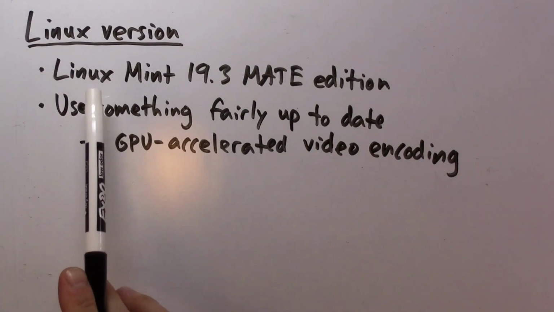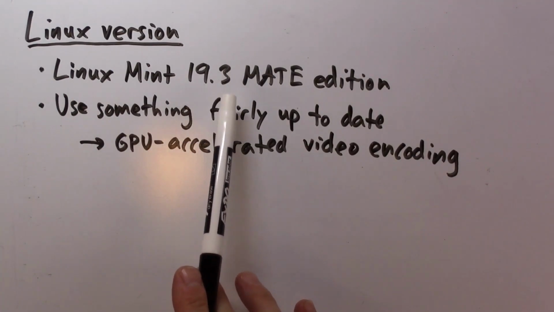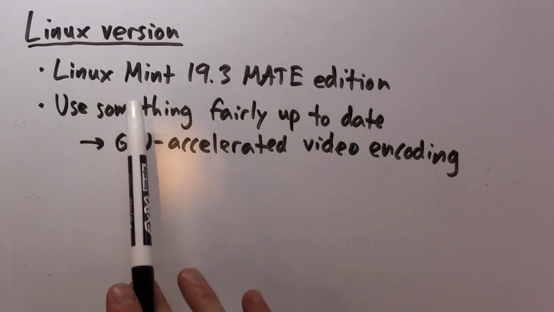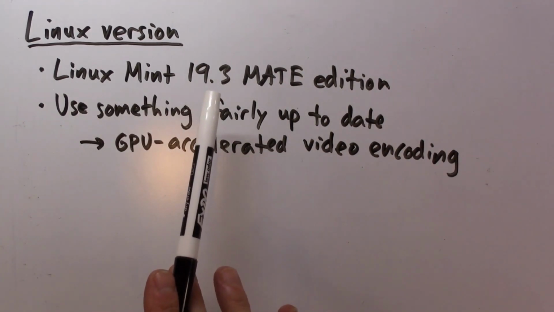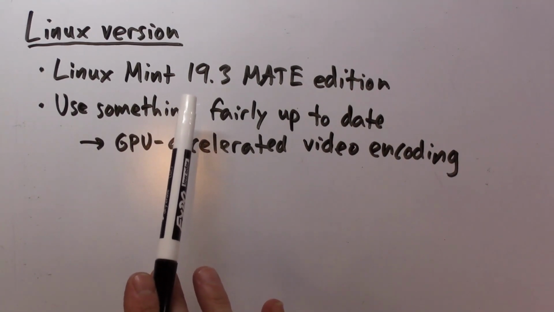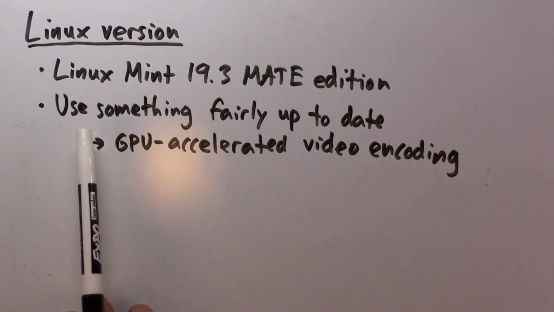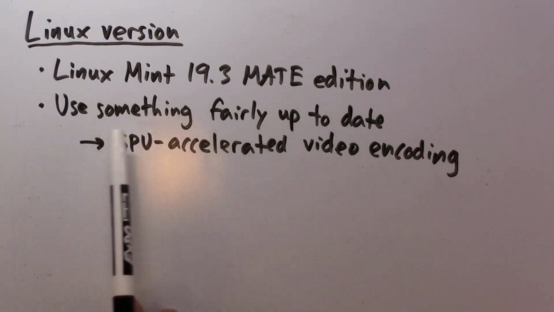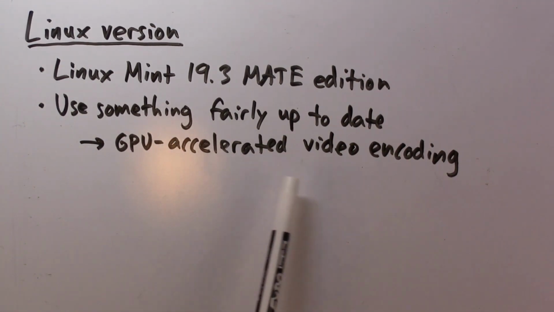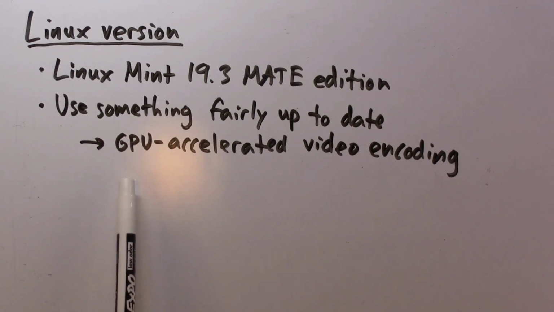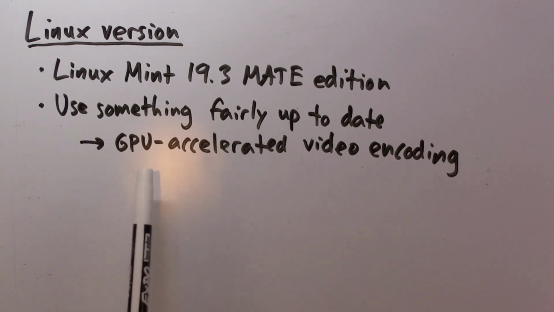The version of Linux I use is Linux Mint 19.3 Mate Edition. I don't think it's terribly important which version of Linux you use. Personally, I prefer Ubuntu-based distributions, so this version of Linux Mint is based on Ubuntu 18.04. However, I do think in general you will probably want to use a version of Linux that is fairly up-to-date, and in particular, I've only gotten GPU-accelerated video encoding to work because I upgraded to a relatively recent version, so that would be my recommendation.